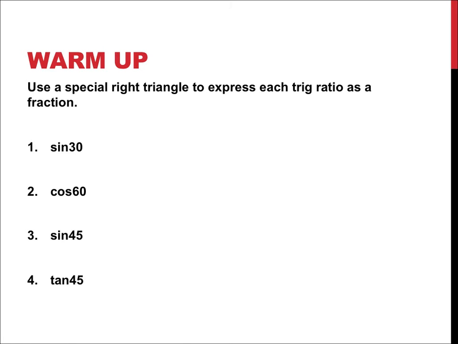Now if you're looking at this, it should look familiar. These are actually the first several problems from the homework that you hopefully have finished by now. So what we're going to do is use the special right triangles to find our trig ratios. The reason why we're using those is because we already know the measures of those triangles, those sides. So I have here a 30-60 triangle, and then I have down here a 45-45 triangle.